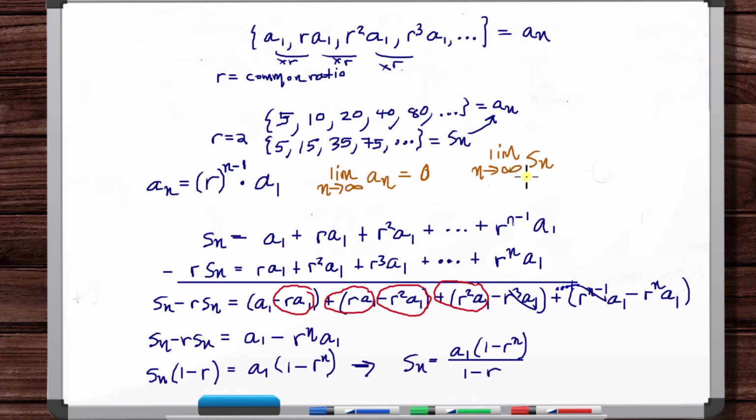But what about the limit as n goes to infinity of s sub n when the absolute value of r is less than 1? In that case, this r to the n goes to 0, right? So you end up getting a sub 1 times 1 minus 0 over 1 minus r. This converges to this value, right? Because again, it's the same idea. When r is less than 1, this limit is approaching 0. So 1 minus something that's tiny is approaching 1 times a sub 1, and then there's no n in the denominator. So that's an interesting result.